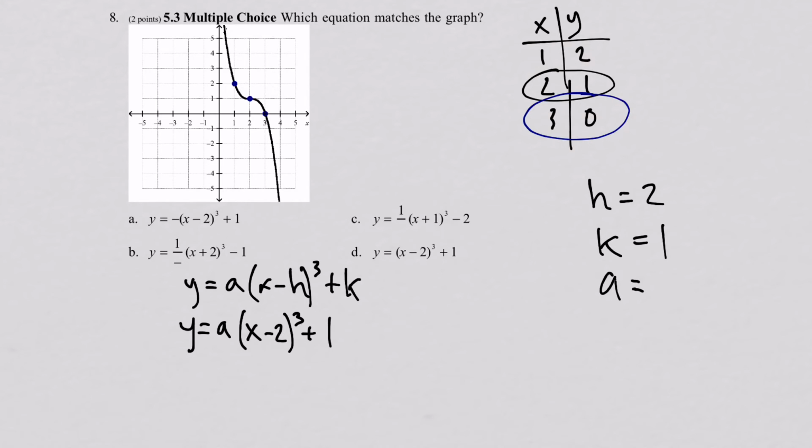So y equals a times the quantity x minus 2 cubed plus 1 becomes 0 equals a times the quantity x, which is 3 minus 2 cubed plus 1.